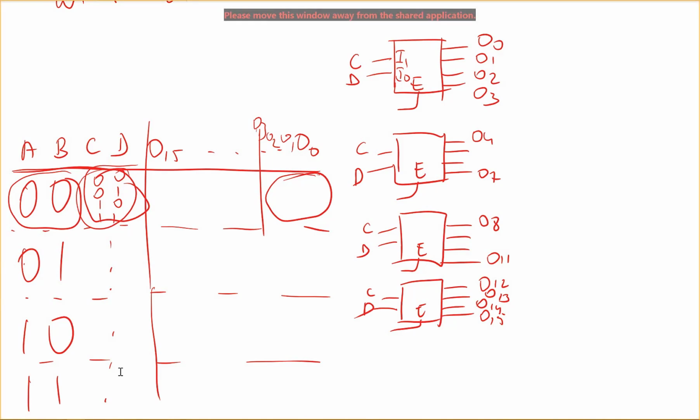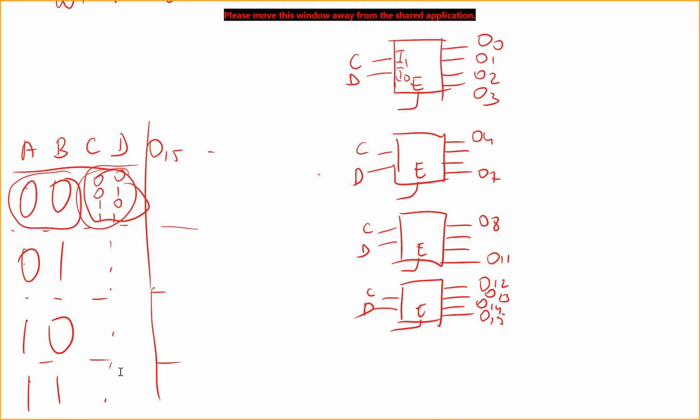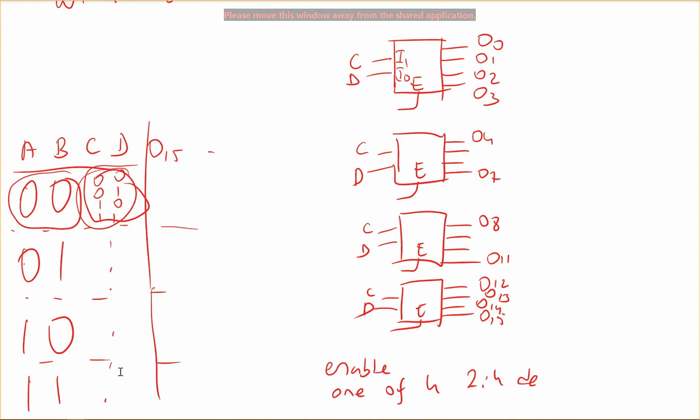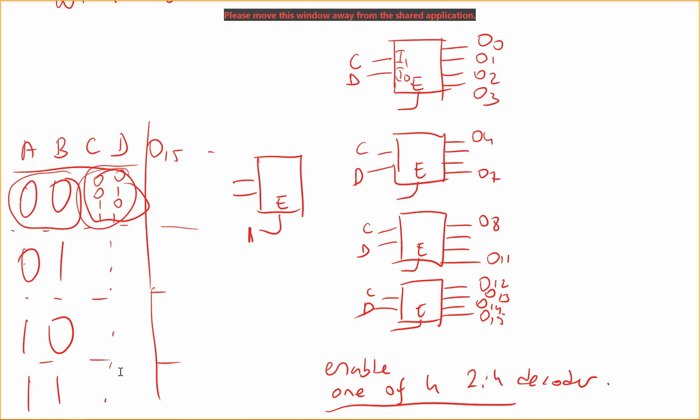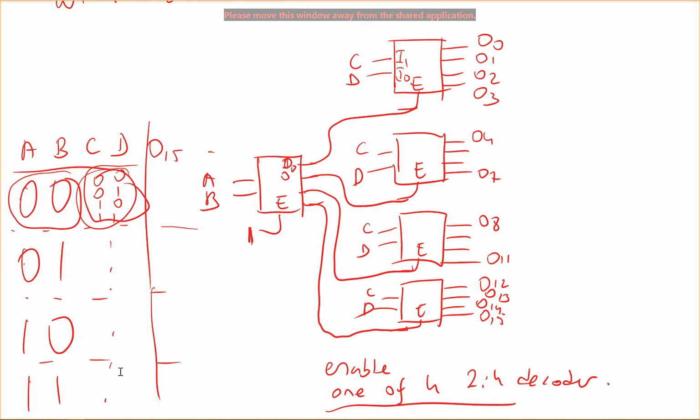For the enables, I will be using A and B to enable any of the decoders. I have 4 decoders, but I need to enable one of them. We need to enable one of the four 2 to 4 decoders, right? To do this, I can use another 2 to 4 decoder. Let's say this also has an enable, but this is always enabled, I put a 1 here, and I have A and B here. This has 4 outputs, so one output goes there, another one goes there, another one goes there, and another one goes there. This is output 0, output 1, output 2, and output 3. So this will work.